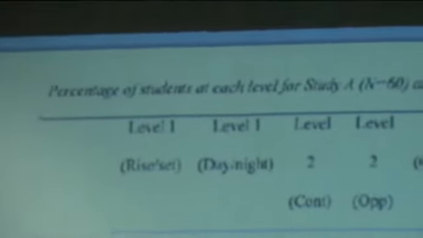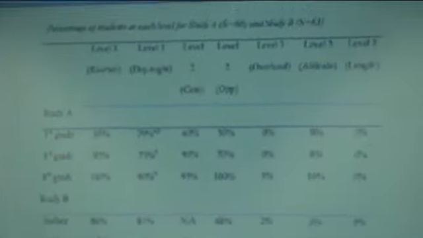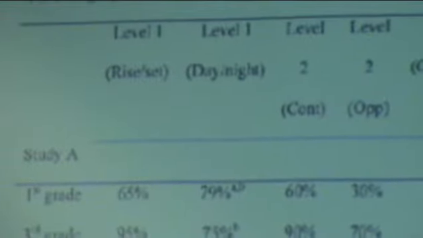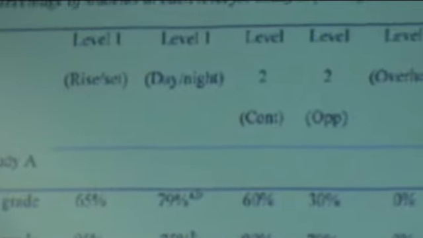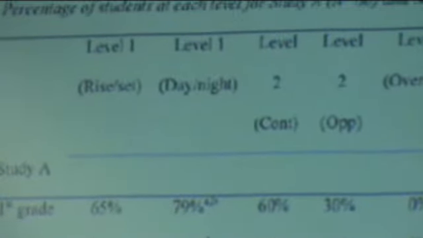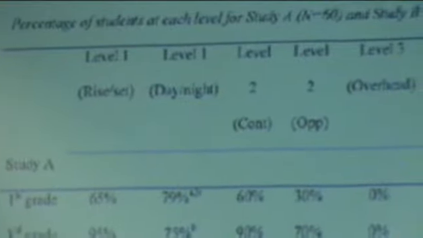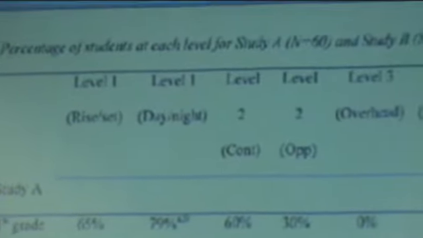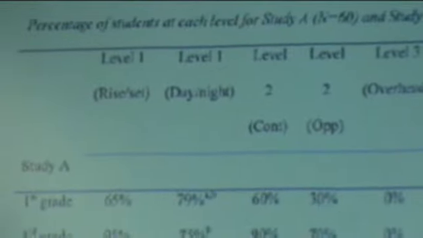The interesting part of this whole thing is right here. This was a cross-sectional study. So these are not the same students. But if you take a look at first grade, the first grade students that they surveyed, right around 70%, let's say for a round number, 65 to 79% of the students in first grade got the idea that the sun rises and the sun sets, and got the idea that we see the sun during the day and not so much at night.